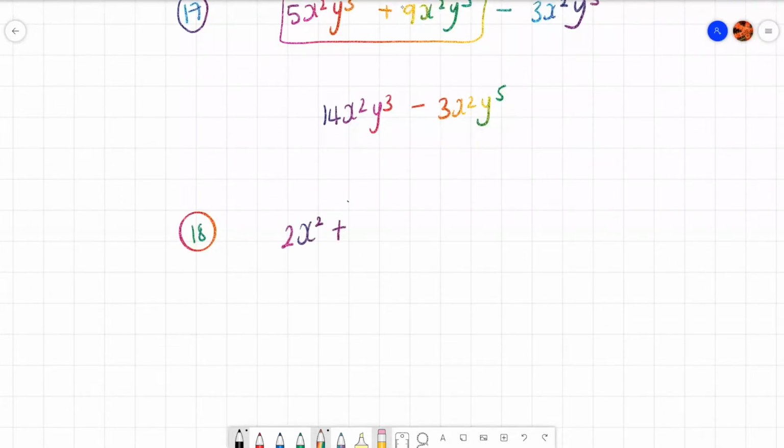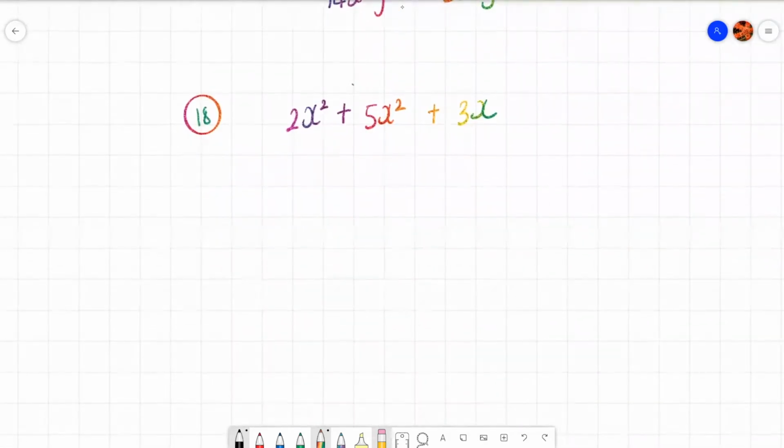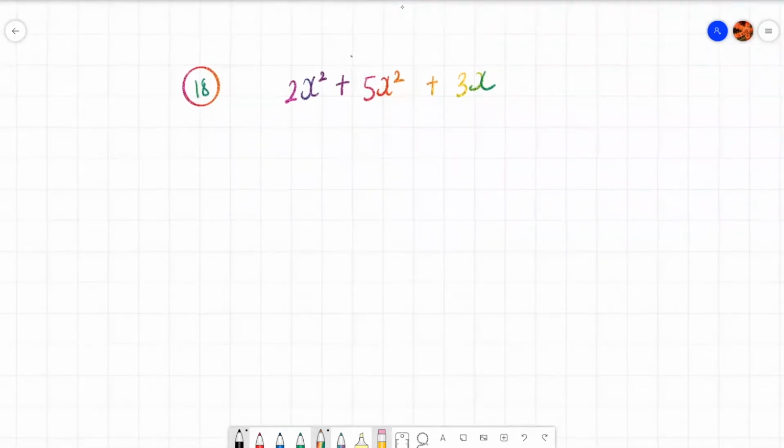2x squared plus 5x squared plus 3x. Okay. So again, you've got 2x squared plus 5x squared plus 3x. You've got x squared and you've got an x. Now you can't add these together. This is a common mistake that people make in the exams. An x squared is different to an x. An x squared means x times x, and the x on its own is just an x.